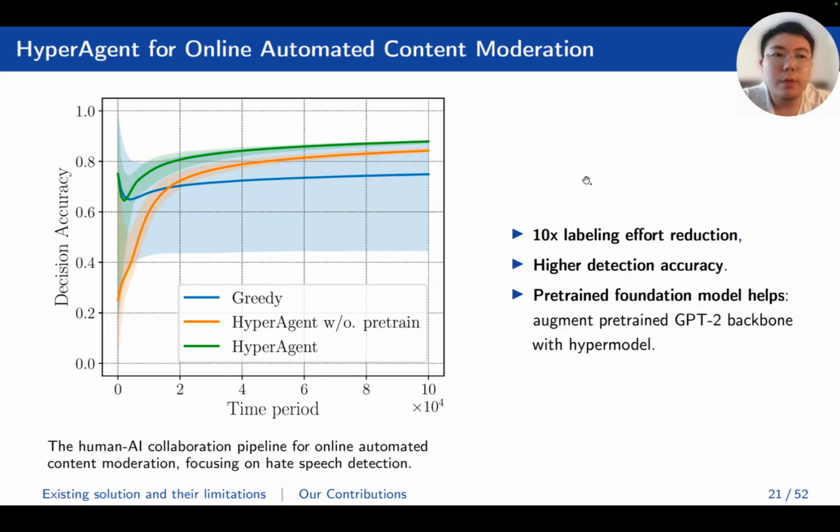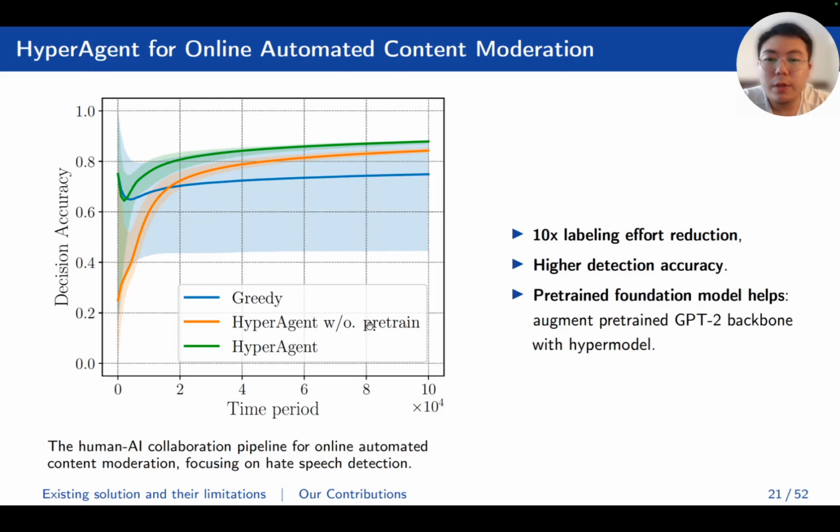content that will be moderated by a human. Okay, so it achieves higher detection accuracy in terms of detecting which content is harmful or not. And here we augment our HyperAgent with GPT-2.